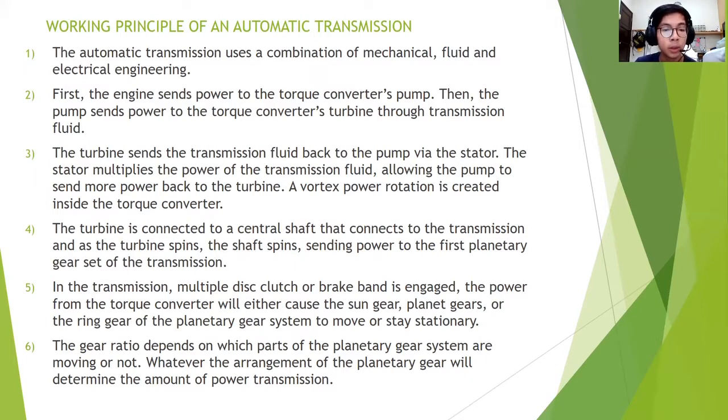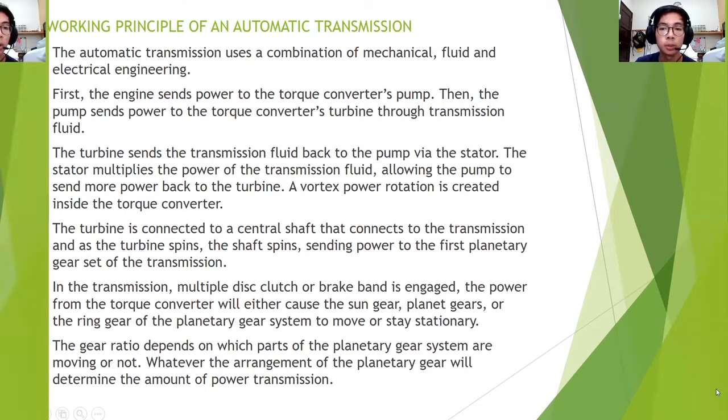In the transmission, multiple disc clutch or brake band is engaged. The power from the torque converter will either cause the sun gear, planet gears, or the ring gear of the planetary gear system to move or to stay stationary. Lastly, the gear ratio depends on which parts of the planetary gear system are moving or not. Whatever the arrangement of the planetary gear will determine the amount of power transmission.